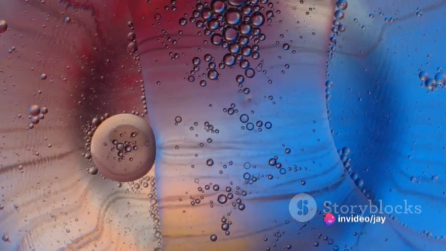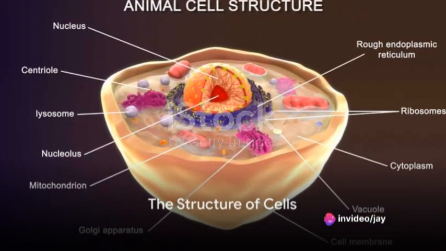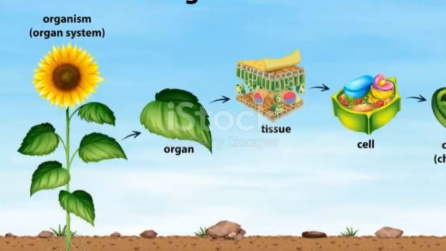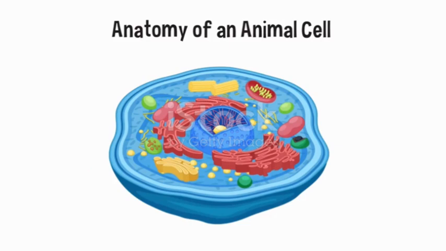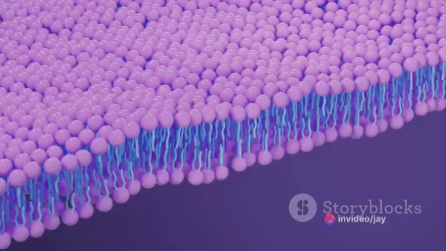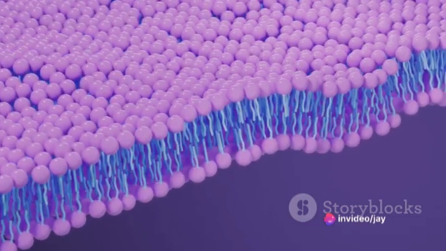So, what exactly are cells made of? Each cell is like a tiny, self-contained factory, bustling with activity. They are structured in a way to carry out a variety of functions necessary for the survival of organisms. The structure of a cell consists of the cell membrane, the cytoplasm, and the nucleus.